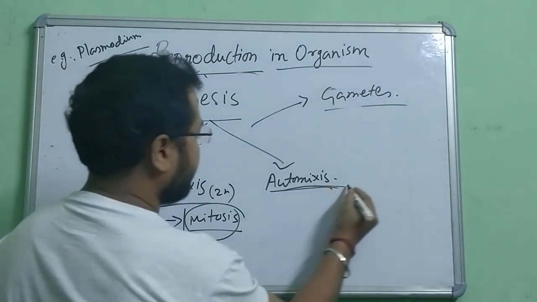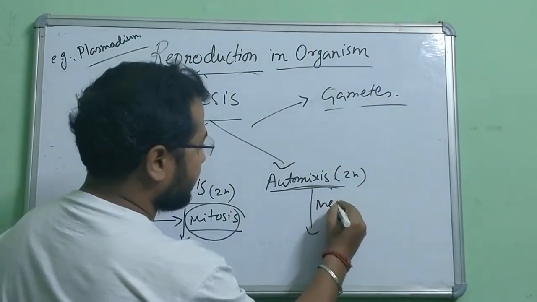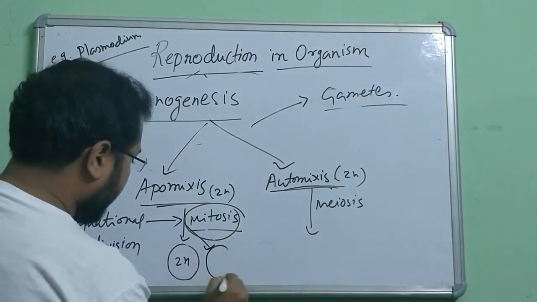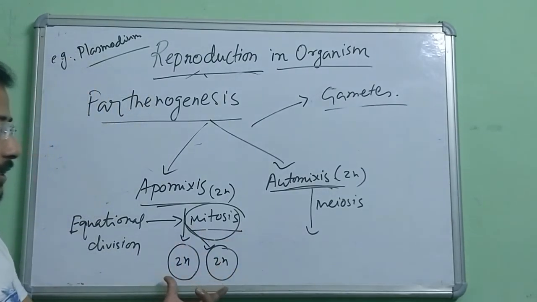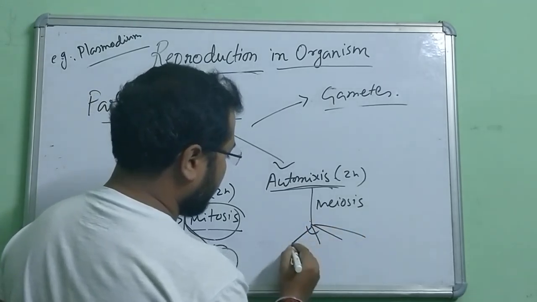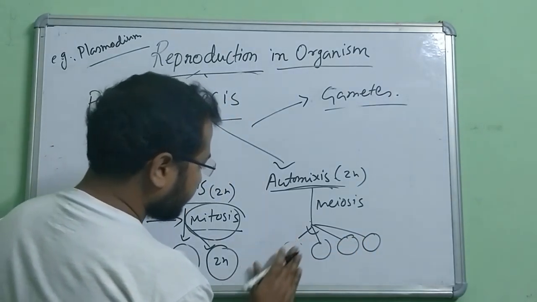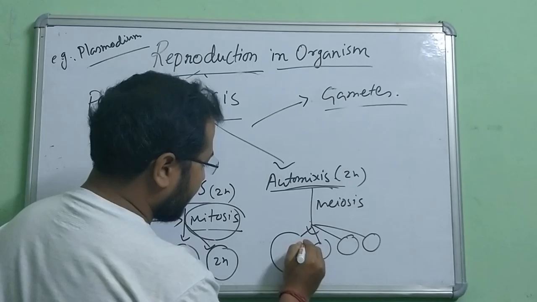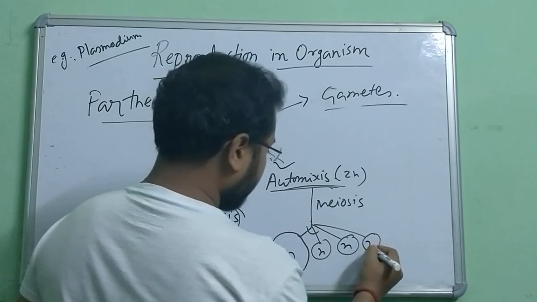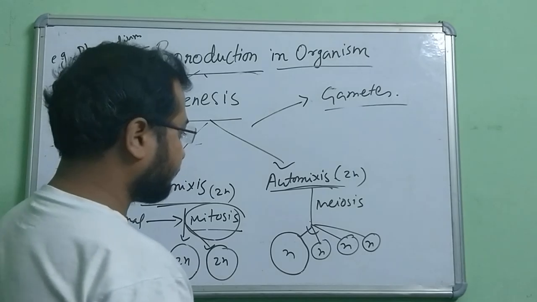Let's talk about automixis also. Automixis, where the cells undergo meiosis cell division. Now you have to remember one thing: in mitosis two cells are produced, and in meiosis how many do I get? 1, 2, 3, 4. Four different cells are produced. Let's take one cell a little larger in size, which is actually the egg cell. But all of them will have n number of chromosomes, that is half the number of chromosomes.